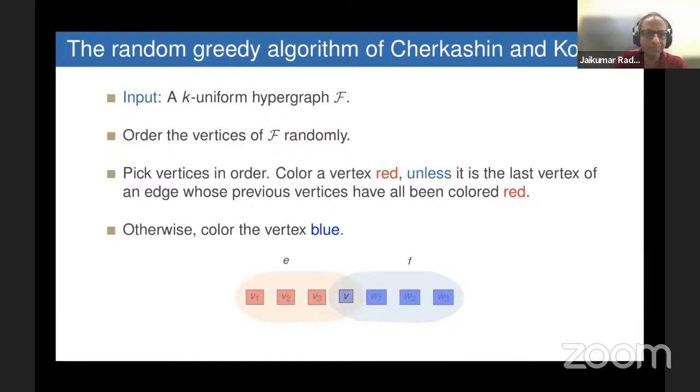So the algorithm is the following: you just arrange the vertices in a random order and keep coloring the vertices red unless some edge threatens to become all red. Then you color the vertex blue. Okay. Now, this was the algorithm of Cherkashin and Kozik, and they had a certain analysis. Now, the main contribution of our paper is to show how that algorithm can be analyzed by tweaking one of the key parameters in their proof to derive our results.